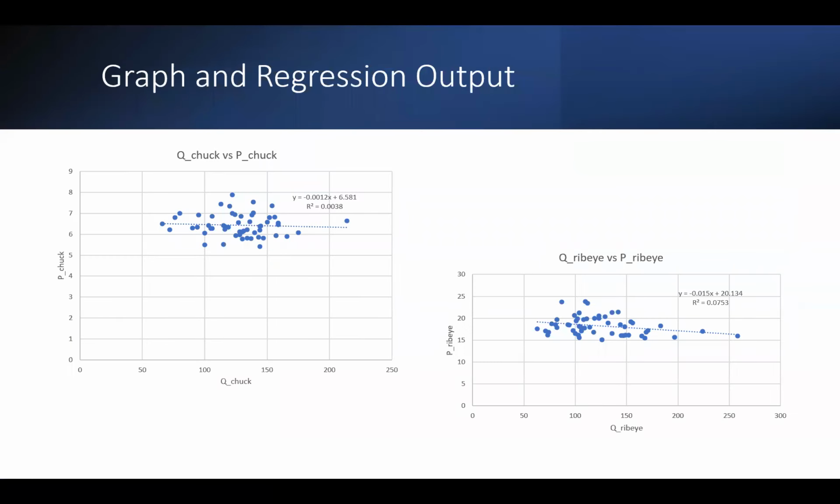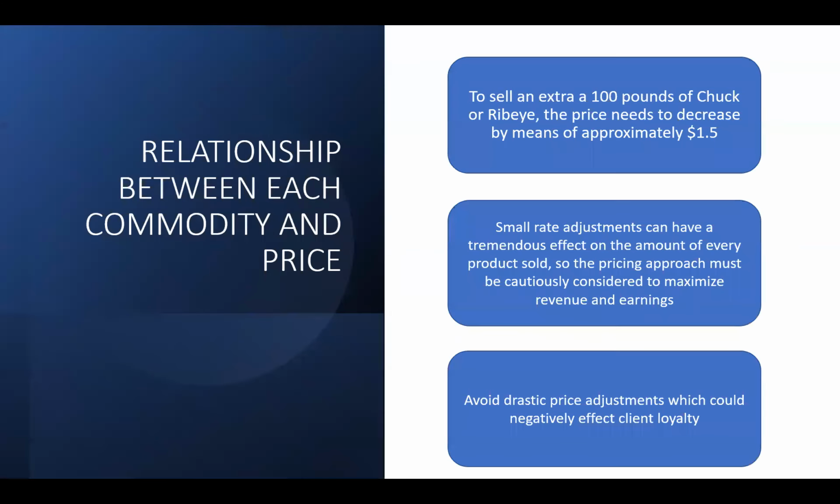This slide shows us the price and quantity for chuck and ribeye, which we discussed in the previous slide. The left side graph shows us the quantity and price for chuck, where the R square value is 0.0038. And on the right side, we can see the quantity and price for ribeye, where the R square value is 0.075.